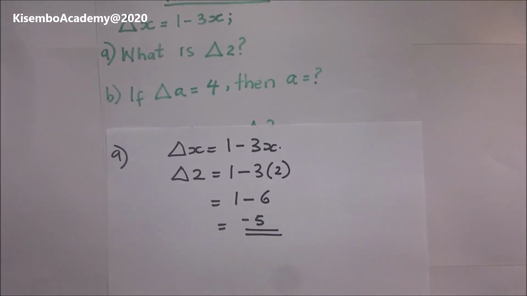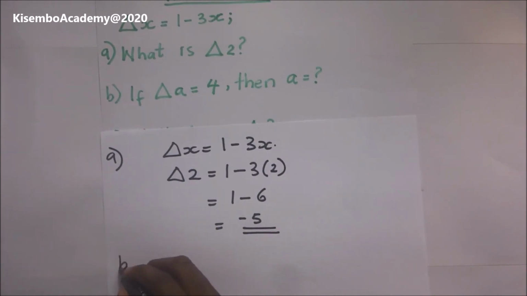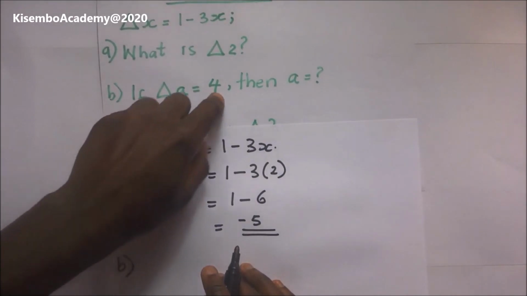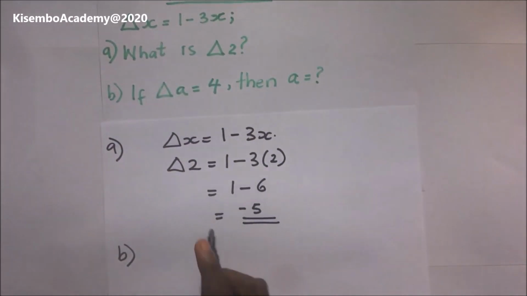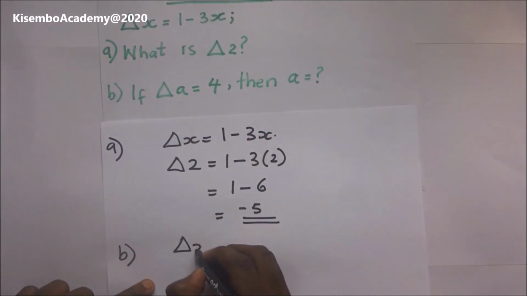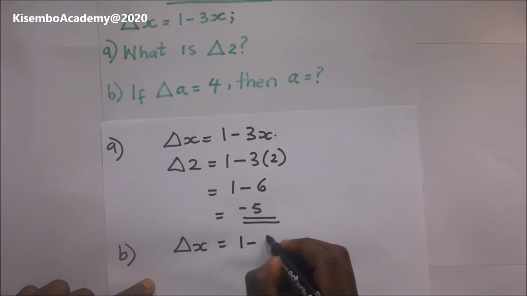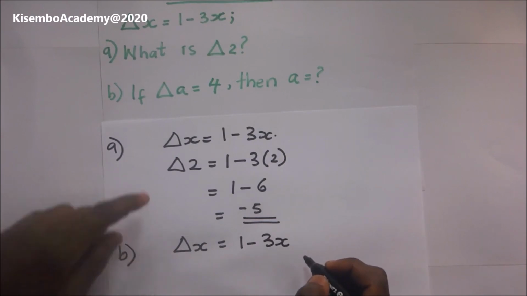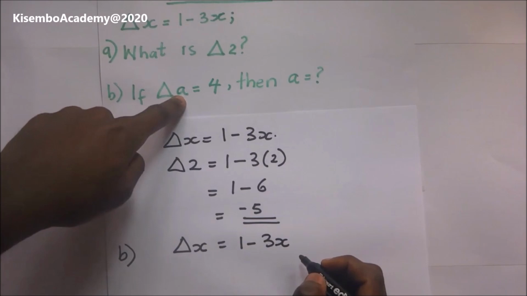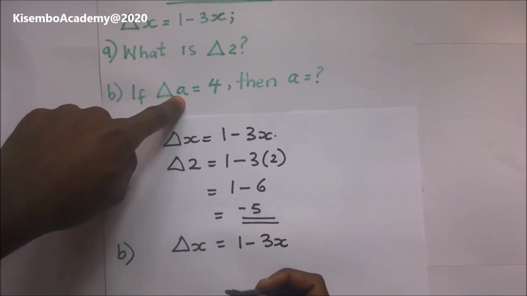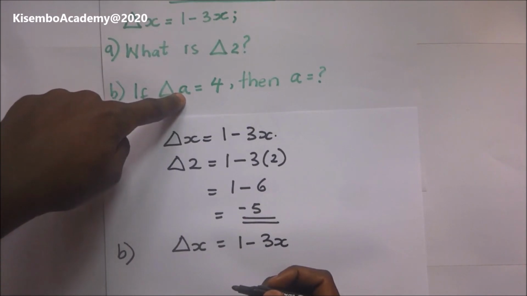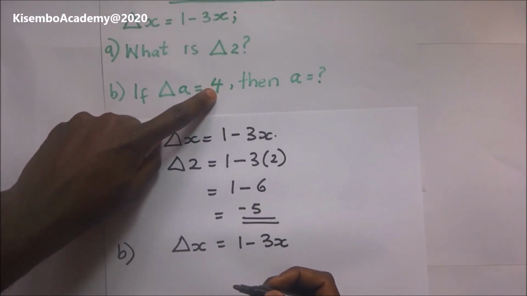Now we have part B. If delta A is equal to 4, then what is A? First of all, delta x, which is our question, is given by 1 minus 3x. And we are being told that delta A is equal to 4. It means that if the value of x is taken up by A, we get an expression as 4.